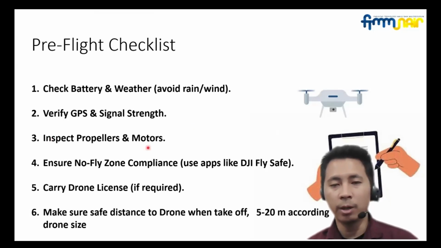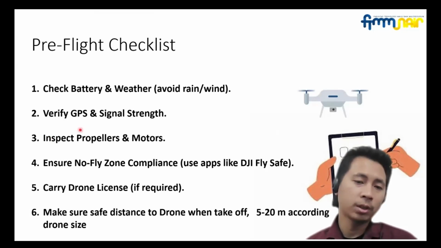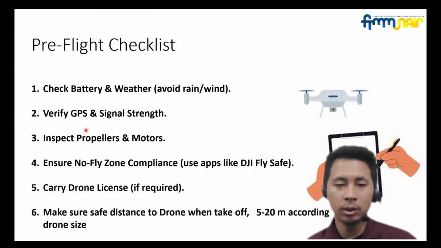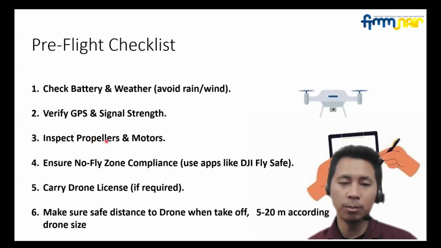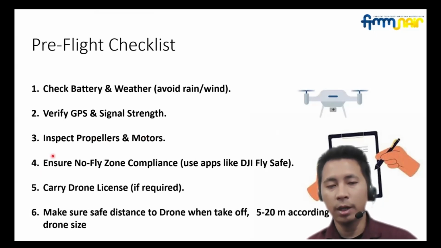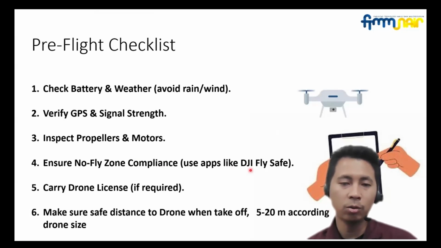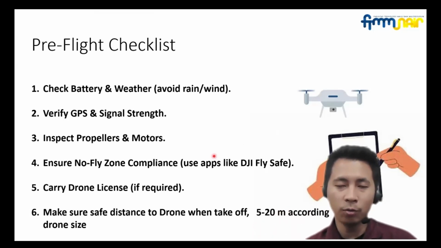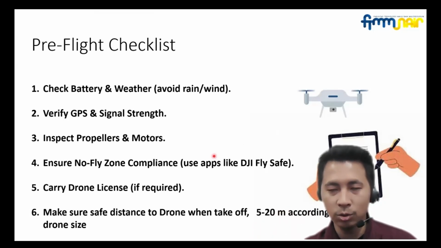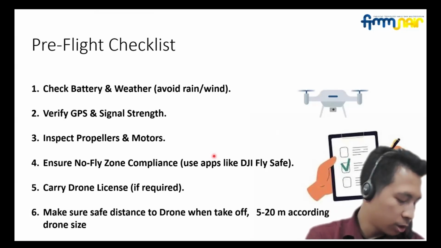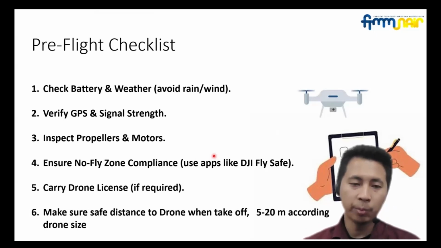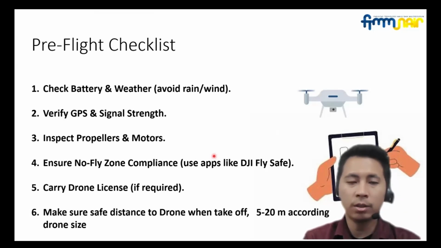And inspect propellers and motors. Check the condition of the propellers. Is it cracked? Is it in good condition? Is it bent or still straight? And ensure no fly zone compliance. For example, if you are using a system like DJI, you can just see the warnings: are you in the no fly zone or not? But if you are using a custom multicopter, I think you have to learn more about the airspace, so you will not get into trouble.